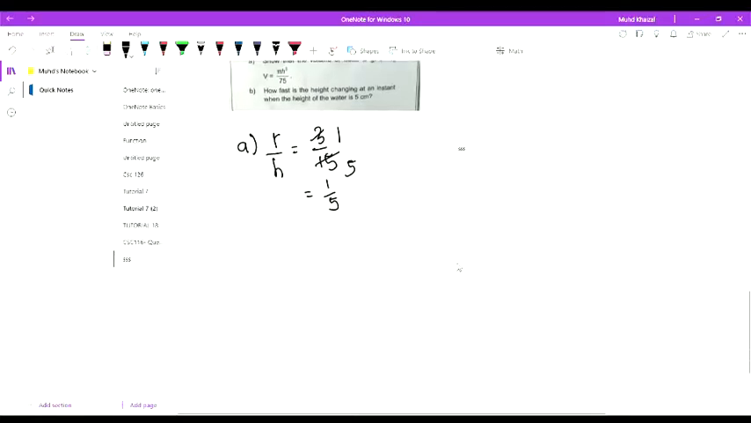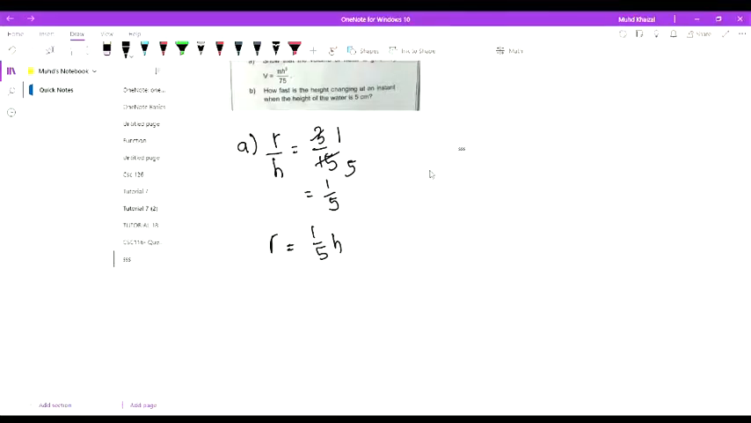After this, we need to express R in terms of H because we want to use the amount of R in terms of H. So R equals 1 over 5 H. Okay, now we insert this amount into the general formula of the cone.